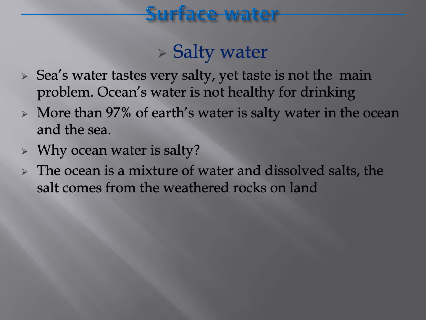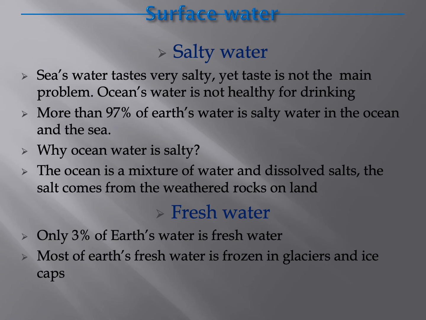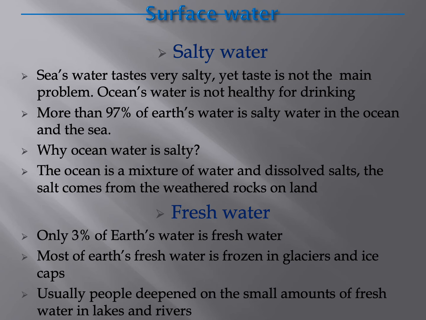Now let's talk about fresh water. Only 3% of Earth's water is fresh. We can find it in the lakes, in the ponds, in the glaciers, and the ice caps. And usually people depend on the small amounts of fresh water in the lakes and rivers.